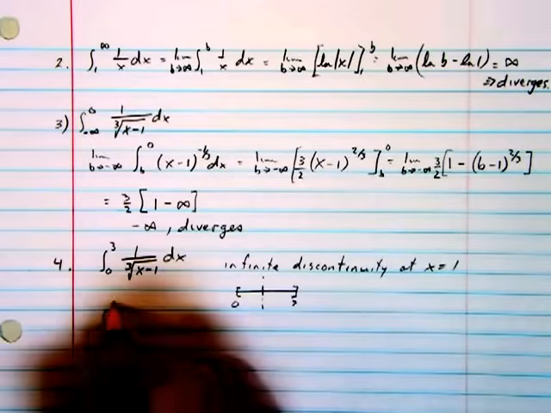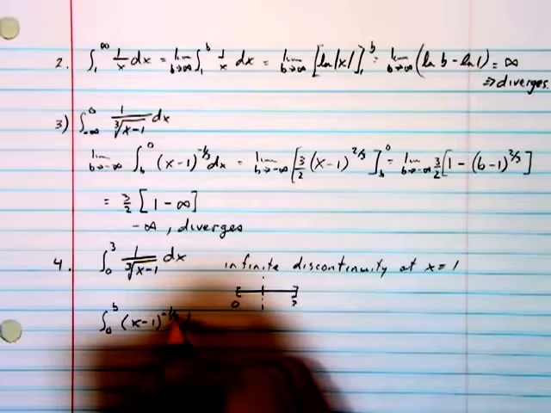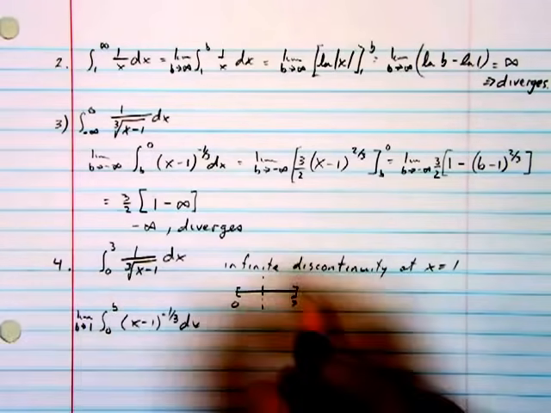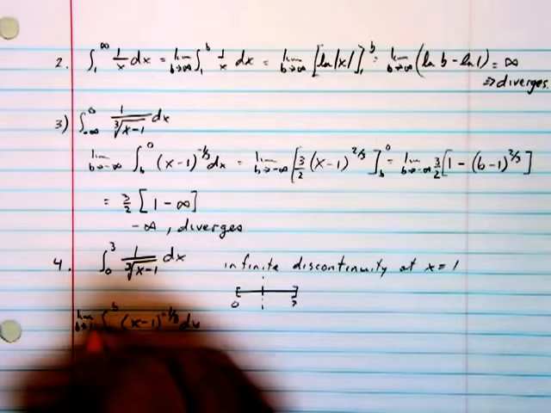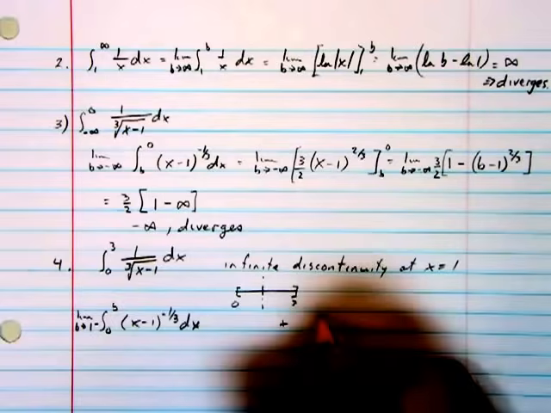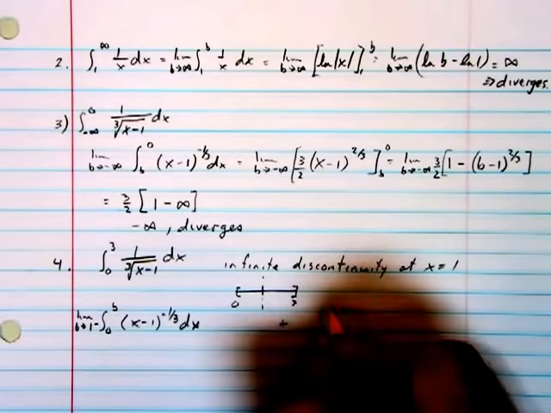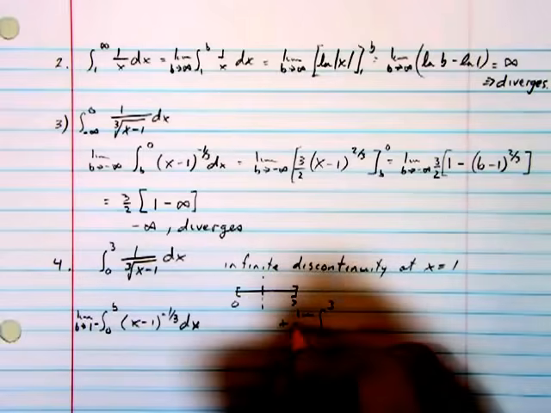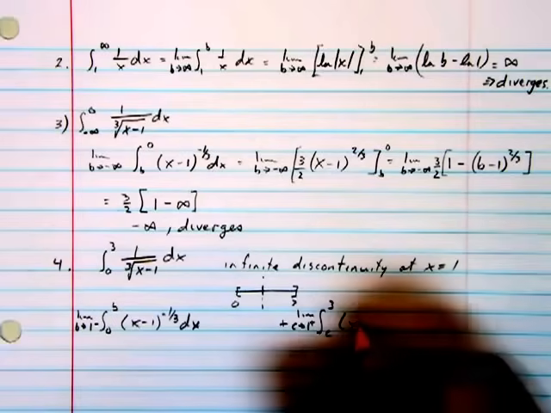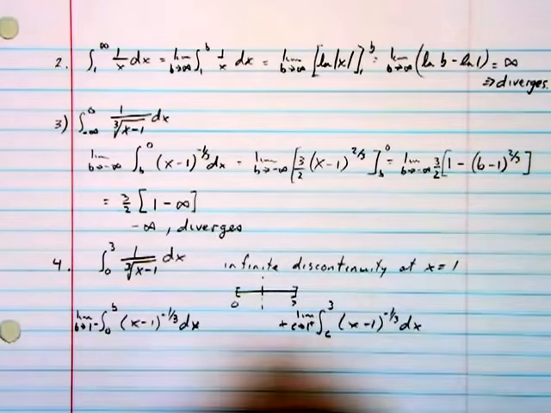We will have the integral from 0 to b of (x minus 1) to the negative 1/3 dx. And so I'll have the limit as b goes towards 1. From what side are we coming in? We're going to come in from the left side. And then it'll be added to, we can't use b for this one, so we'll use c: the integral from c to 3, and we'll take the limit as c goes to 1. This time we're coming in from the right side, of (x minus 1) to the negative 1/3 dx.